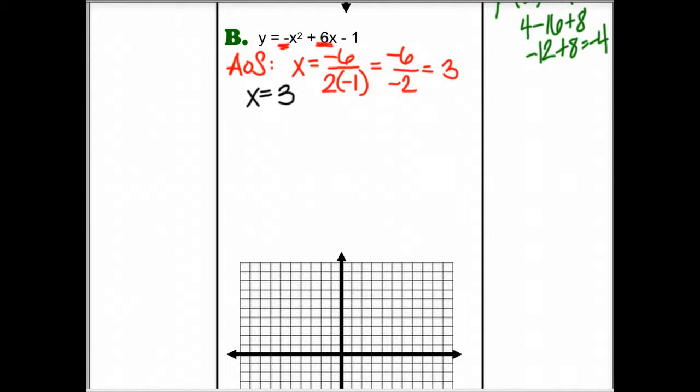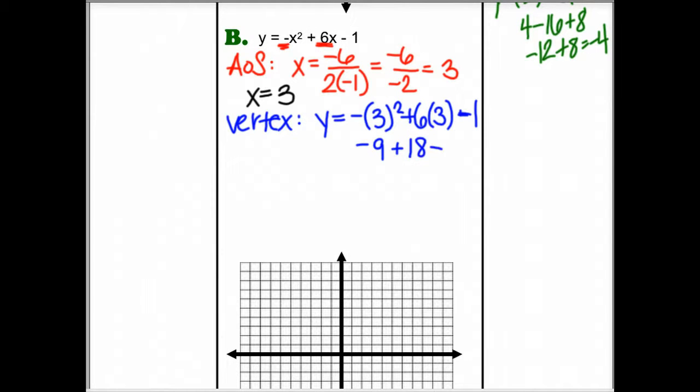Then I move on to my vertex. And my vertex, I'm going to plug that point in. I get y equals the negative of 3 squared plus 6 times 3 minus 1. 3 squared is 9, take the negative of it, so it's -9. 6 times 3 is 18 minus 1. -9 plus 18 is +9 minus 1 is 8, making my vertex 3, 8.